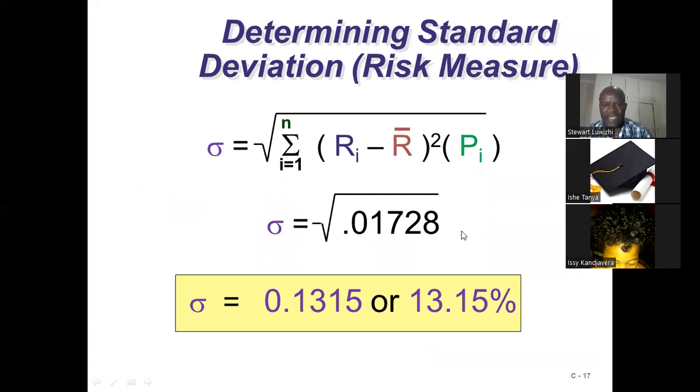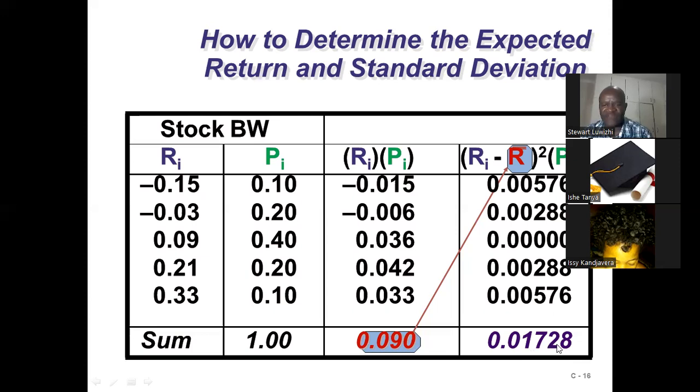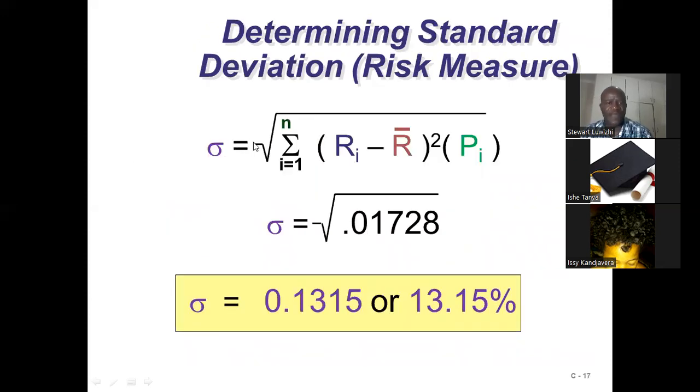Let me go back there. You remember 0.01728. It is the figure that is appearing here. And this is just the formula. Remember, we multiplied the R by PI, then we summed up to get the R bar, the expected return. Then next we went on to say R minus R bar, which was 0.09. And we got those figures after squaring them and multiplying with the probability. We summed them and we got 0.01728. And we said that is what we call a variance.